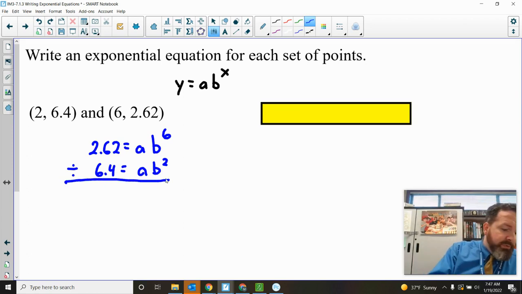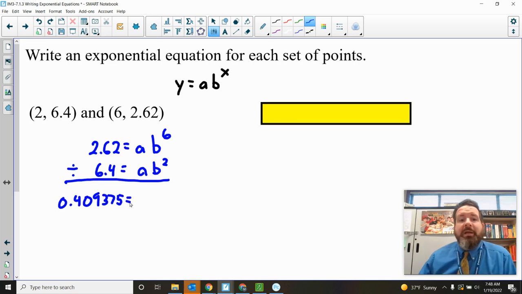Here's why we do this. So 2.62 divided by 6.4. All right, don't round it at all. I'm going to include all the decimal places. 0.409375. Here's where the magic happens. Look what happens on the other side here. A divided by A, that's just 1. No more A's. Isn't that awesome? And then as far as the B goes, B to the 6th divided by B to the 2nd. You know from your log properties that you just subtract those exponents, you get B to the 4th.